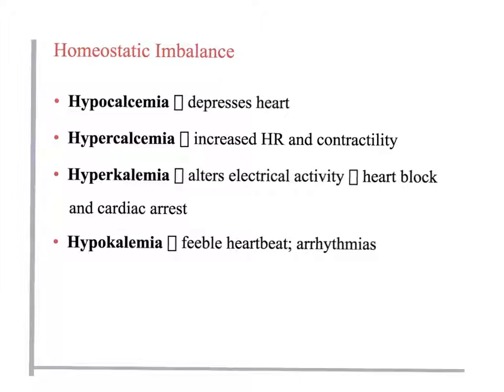All right. Hypercalcemia: increased heart rate, increased contractility. Hyperkalemia, right? This is high potassium. I told you it alters electrical activity, and can also lead to heart block and eventually cardiac arrest. And if you have not enough potassium, hypokalemia, you end up with a feeble heart rate and arrhythmias. Arrhythmias are irregular heartbeats, which are a problem of the conduction system. If the conduction system's broken, the heart doesn't beat normally.